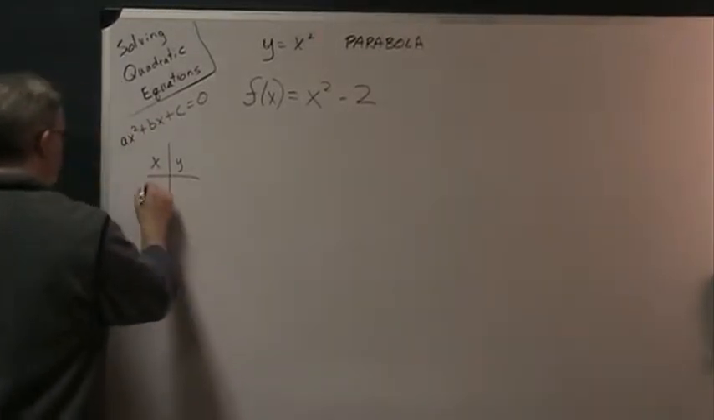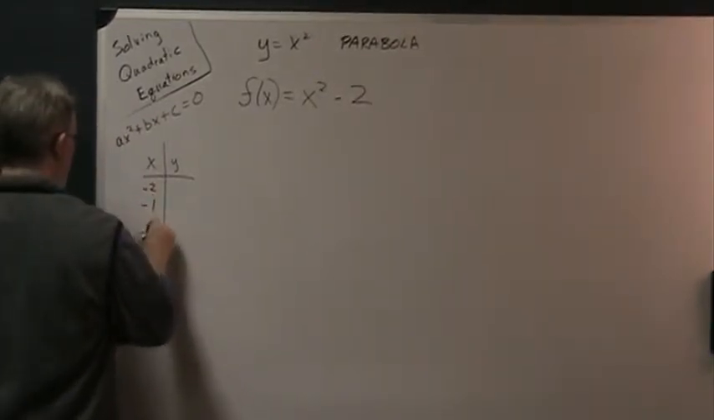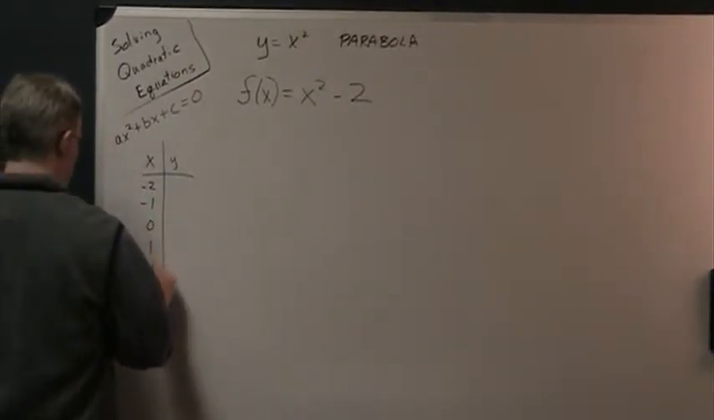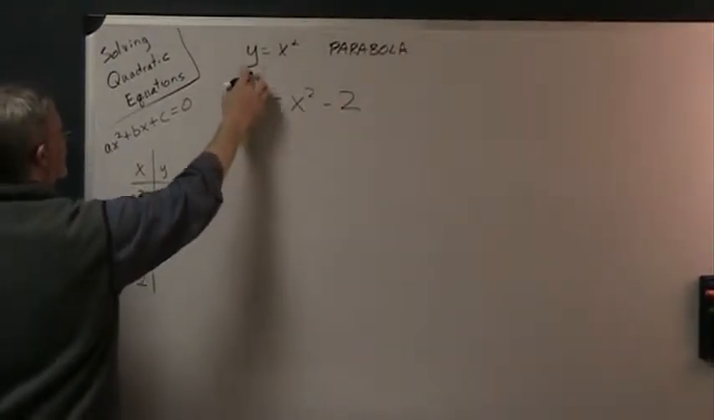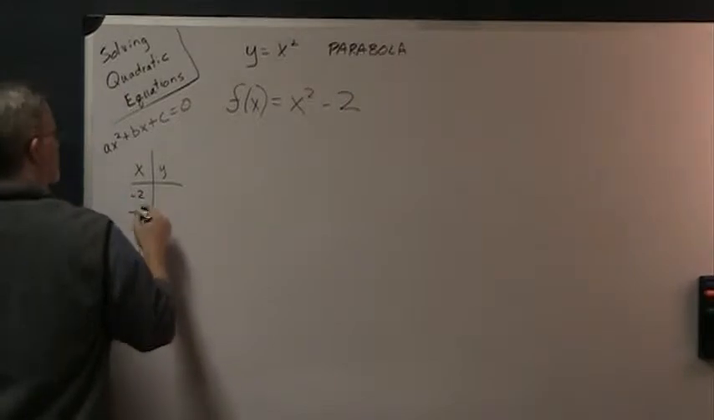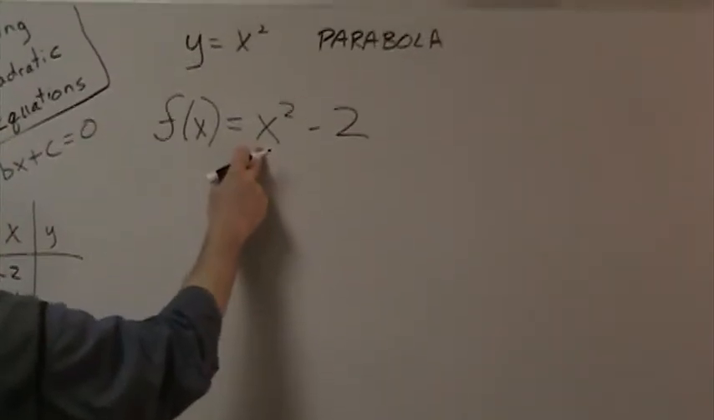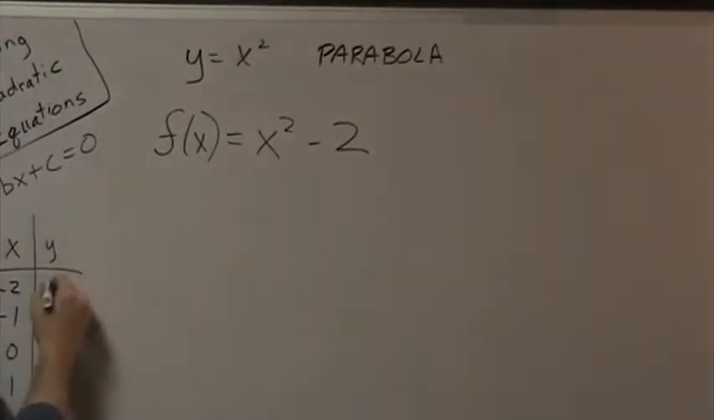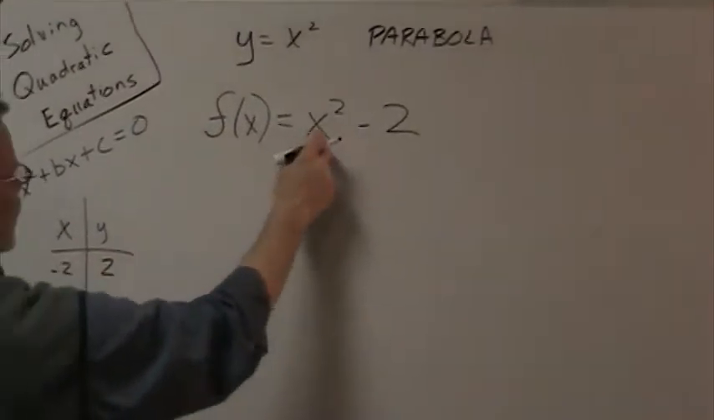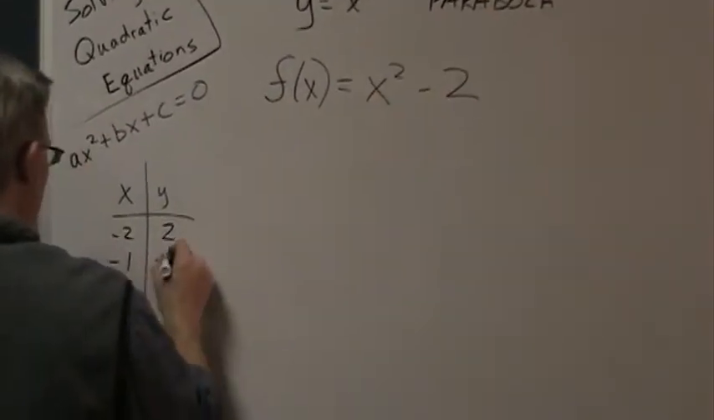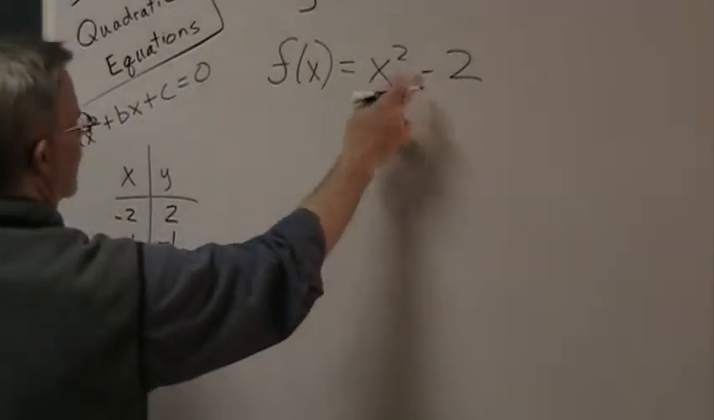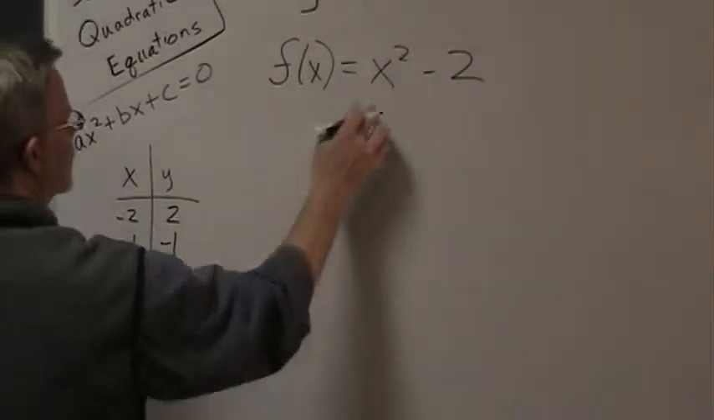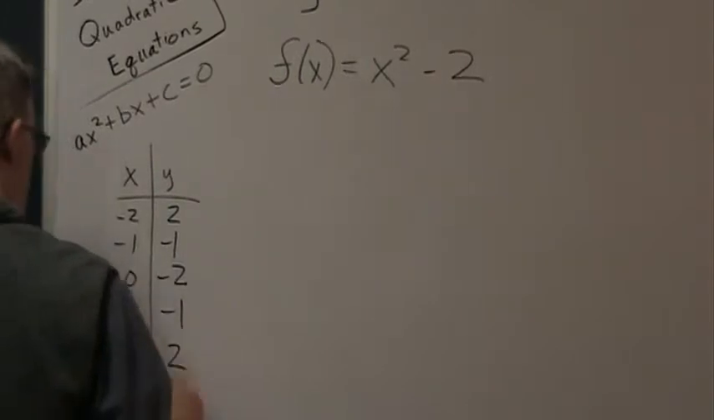Let's use -2, -1, 0, 1, and 2 as the x values we're going to choose, and of course, this represents the y values. So let's plug it in. -2 squared minus 2 gives you a 2. -1 squared is 1 minus 2 gives you a -1. 0 gives you a -2. 1 squared minus 2 gives you a -1. 2 squared is 4 minus 2 gives you a 2.